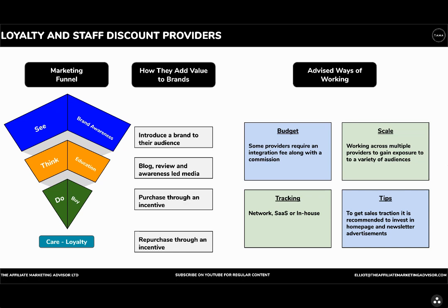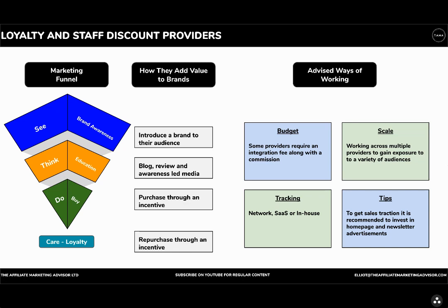What you want to do is work with providers that have a relevant audience. So if you're a fitness brand and there's a staff discount provider that has 10 fitness brands that they work with, then it just makes sense for you to work with them, because then you can target those employees directly. They can introduce your brand to the audience of employees they have on the system. They can do review pieces, purchase for an incentive.